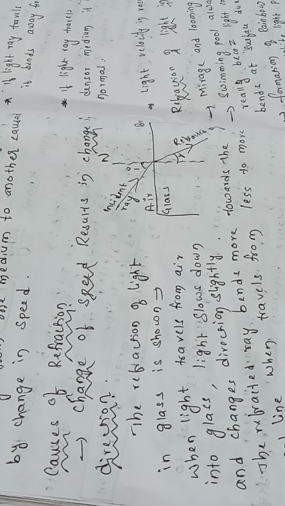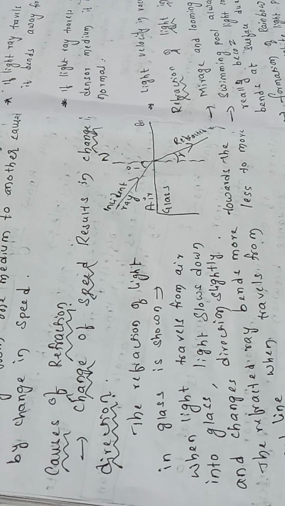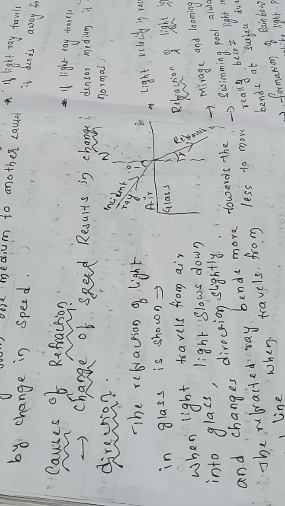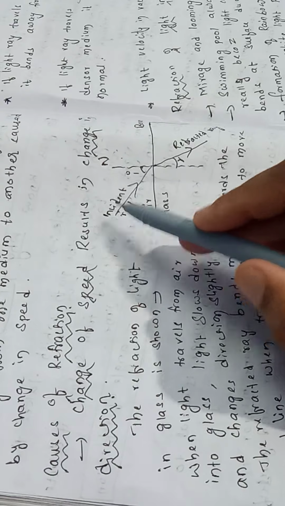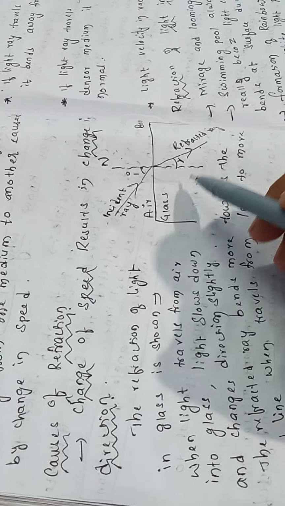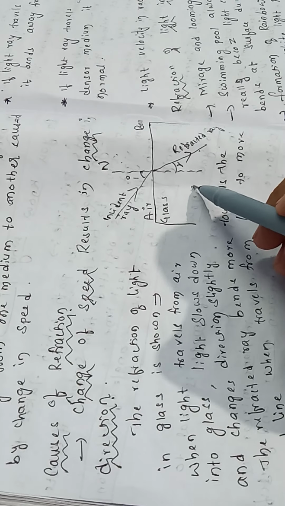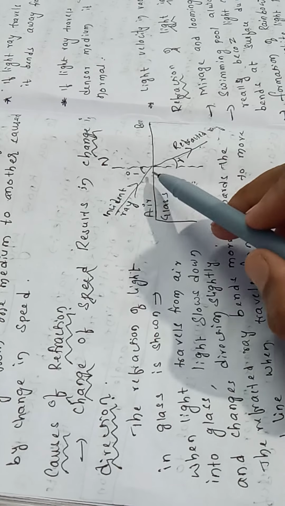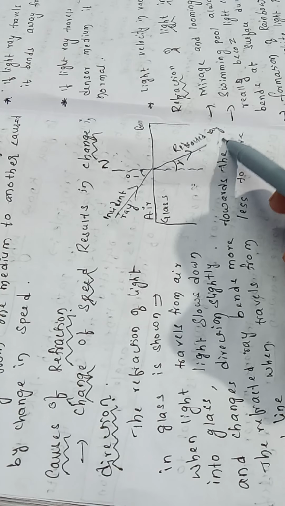Do you know what a rarer medium is? A rarer medium is that particular medium in which the molecules are at a distance from each other, so the density of molecules will be very less. And a denser medium means that particular medium where the density of molecules is more. So when a ray travels from a rarer to a denser medium, as the density of molecules here is more, it changes its direction and travels.